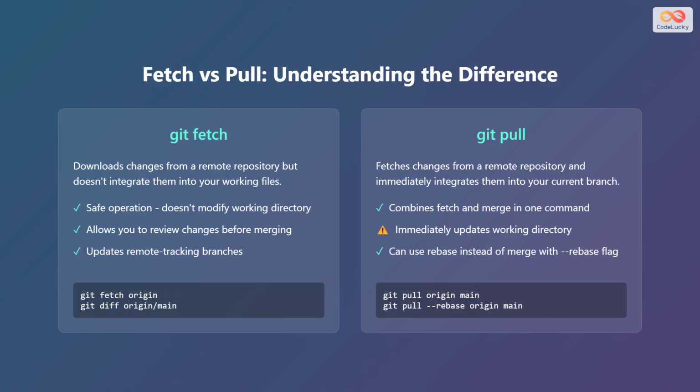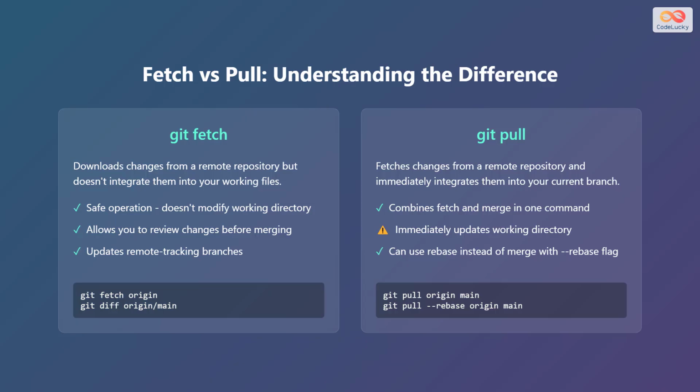Let's clarify the difference between git fetch and git pull. Git fetch downloads changes from a remote repository, but doesn't automatically integrate them into your working files. It's a safe operation because it doesn't modify your working directory. It allows you to review the changes before merging and updates the remote tracking branches. A typical workflow would be git fetch origin, followed by git diff origin/main to see the changes.